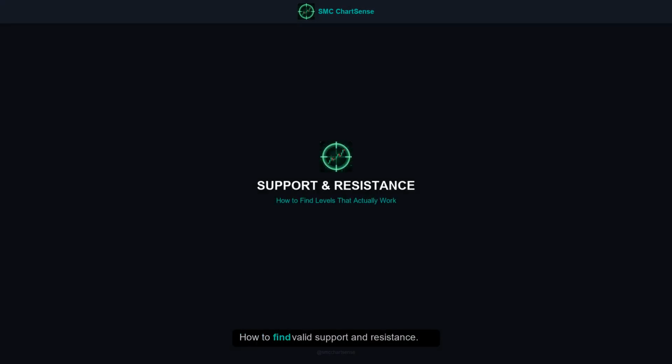How to find valid support and resistance. Most traders draw lines everywhere and wonder why price ignores them. I will show you what makes a level valid and the one trap that catches everyone.